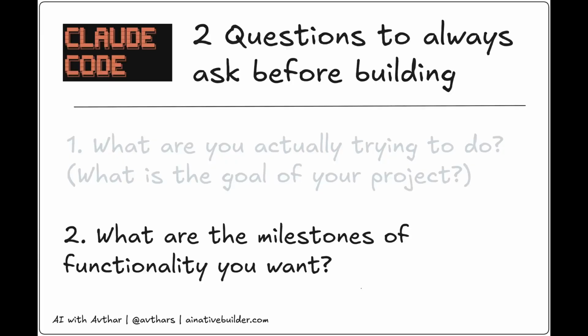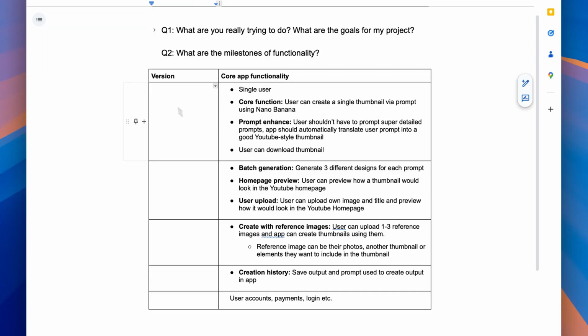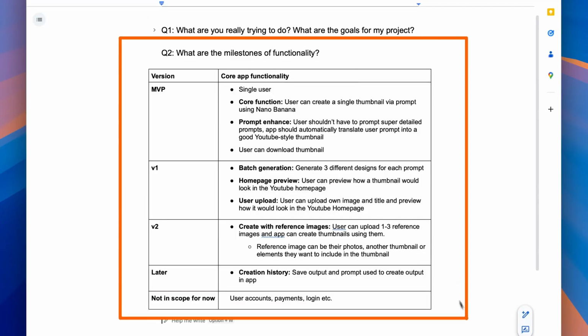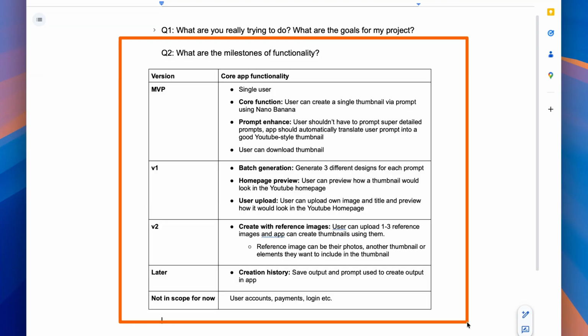The second question I ask myself in the plan phase is, what are the milestones of functionality that you want? This is where you can start breaking down your project into clear phases. What does version 1 look like? Maybe it just focuses on one core feature. What are you okay with leaving out or saving for future versions? And then you can apply that same thinking to version 2, version 3, and so on.